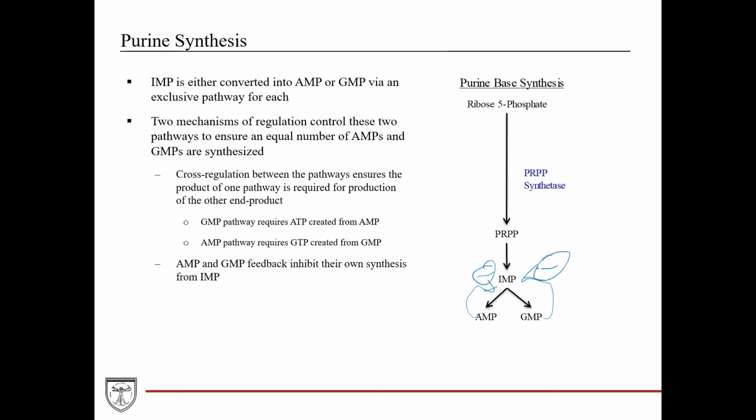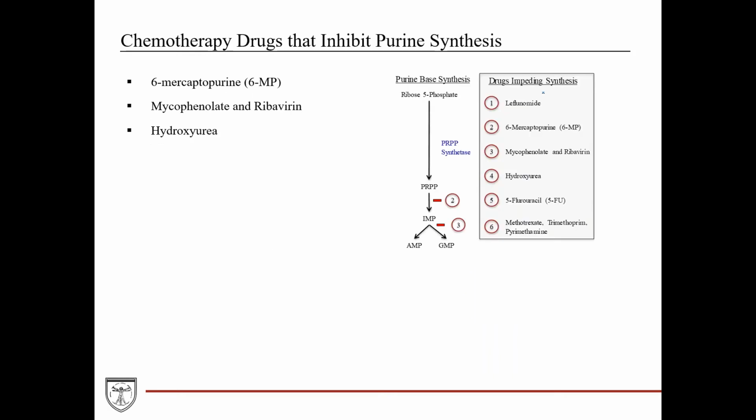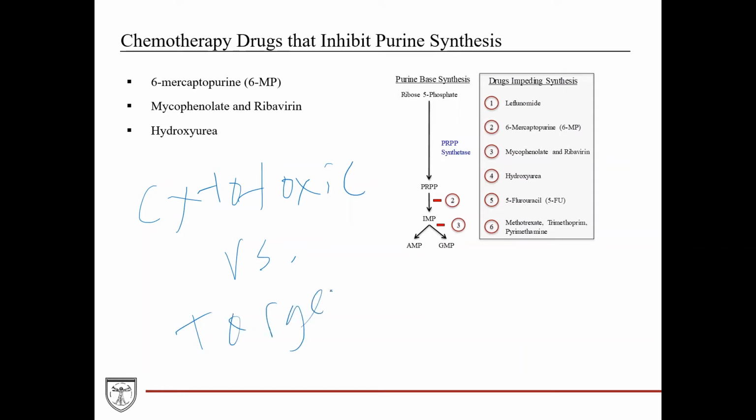Same thing with GMP from IMP. Now you'll notice in your book there on this diagram, we have a box here of drugs that act on these pathways. And so what we're going to talk about is chemotherapy drugs that specifically, in this case, inhibit purine synthesis. Now these are examples of what's called cytotoxic chemotherapy versus the newer drugs in the last 10 or 20 years, which are targeted chemotherapy.